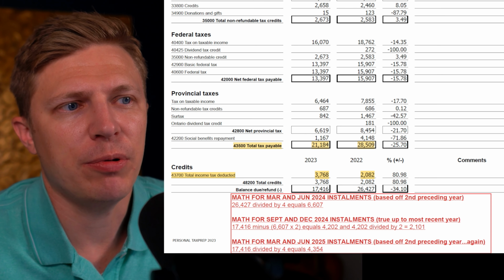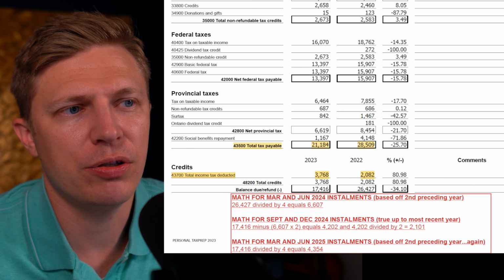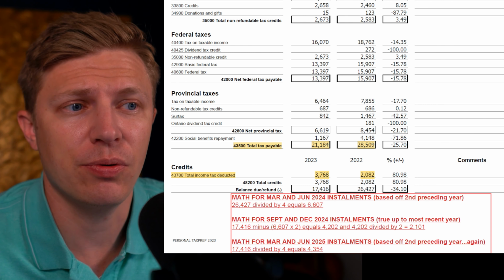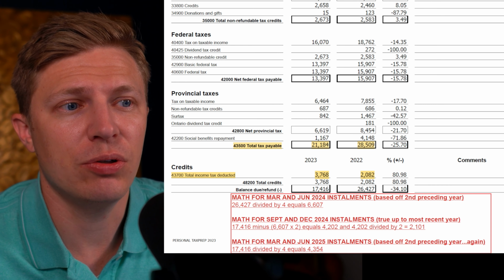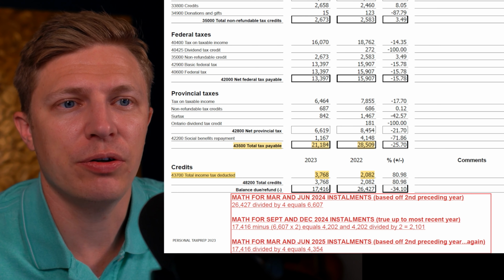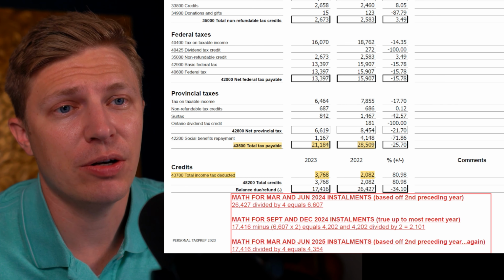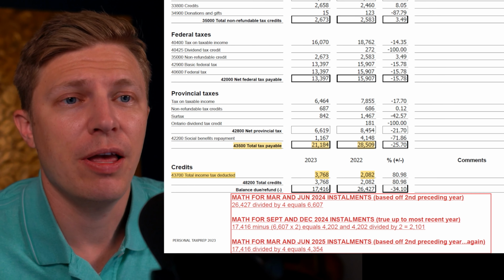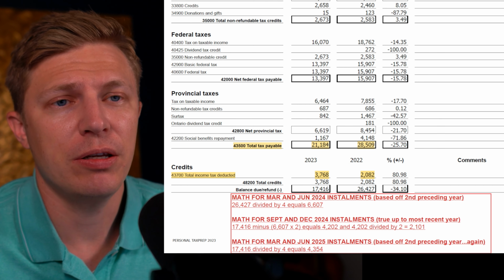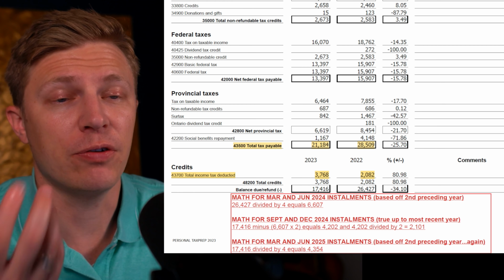And what's going to happen is they're going to take your line 43500 for the year 2022, 28,509, subtract the tax that was deducted at source of $2,082. The difference of that is 26,427, and they're going to divide that by 4, which gives you $6,607. And that is the amount that's going to be requested for you to remit in March and June of 2024 for your 2024 tax year.